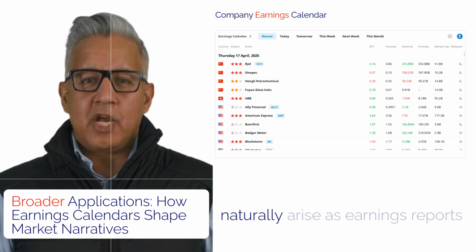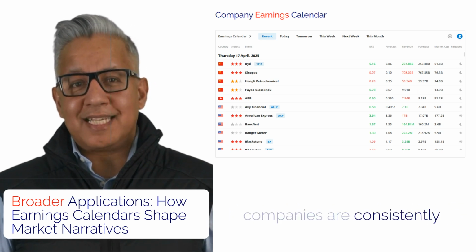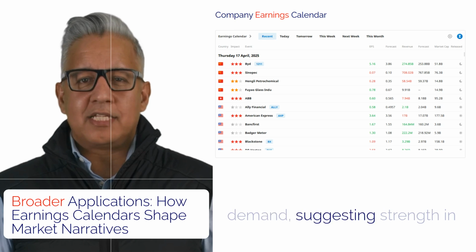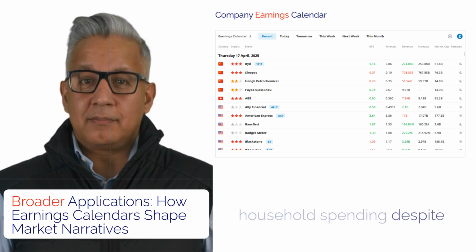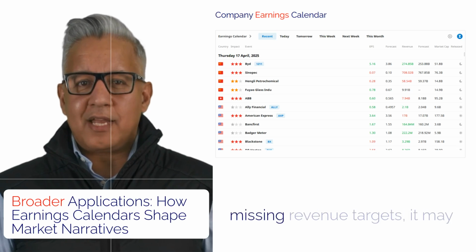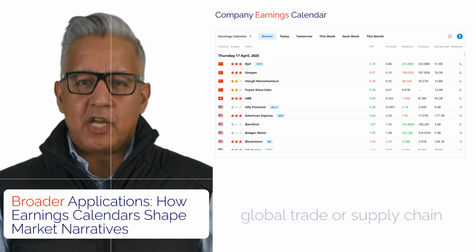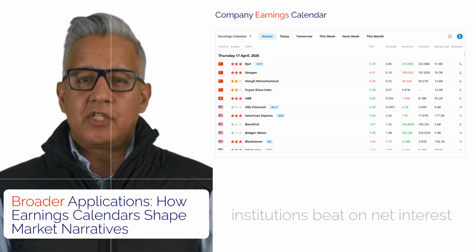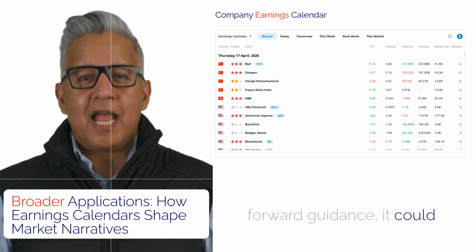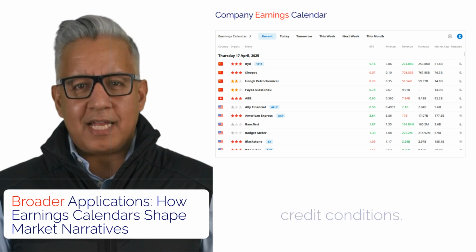Consider the questions that naturally arise as earnings reports roll in. If consumer discretionary companies are consistently beating expectations, it could indicate resilient consumer demand, suggesting strength in household spending despite macro headwinds. Conversely, if industrial firms are routinely missing revenue targets, it may point to emerging weakness in global trade or supply chain pressures. And when financial institutions beat on net interest income but issue cautious forward guidance, it could highlight underlying concerns about interest rate volatility or credit conditions.